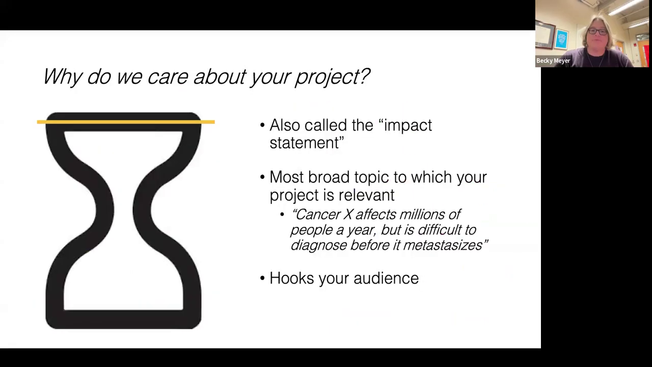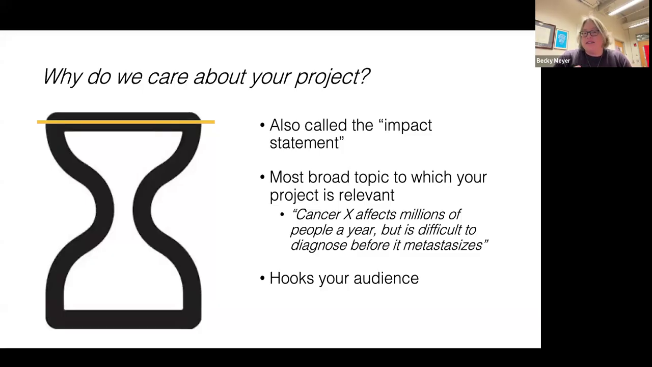So the first part of this is what we call the impact statement. As you can see kind of where I have my line in the hourglass, this is the most broad statement you're going to make. It's always the first sentence of your abstract. It's also the first sentence of your paper if you end up writing one of those. And the impact statement is meant to hook your audience. So it tells the audience why they should care about your project. You sort of put the problem in scope so that everybody is interested in why you are studying this and also wants you to succeed.